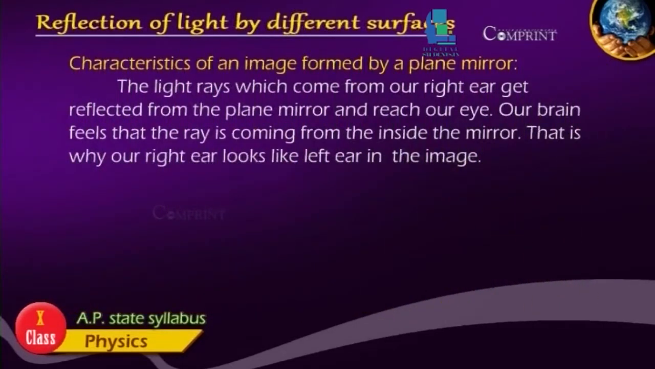The light rays which come from our right ear get reflected from the plane mirror and reach our eye. Our brain feels that the ray is coming from inside the mirror. That is why our right ear looks like the left ear in the image.